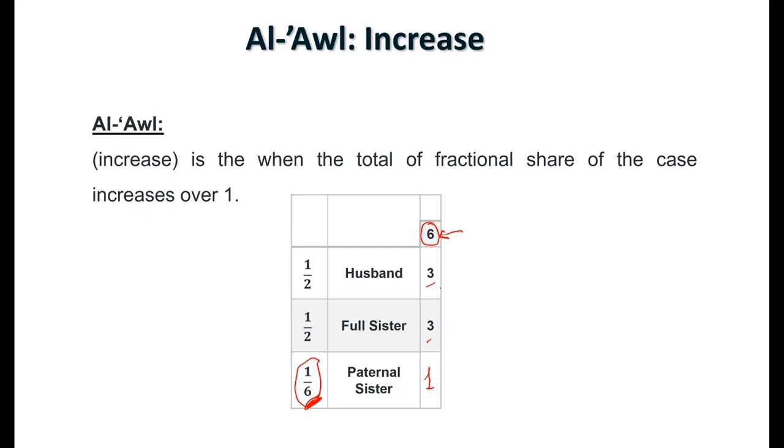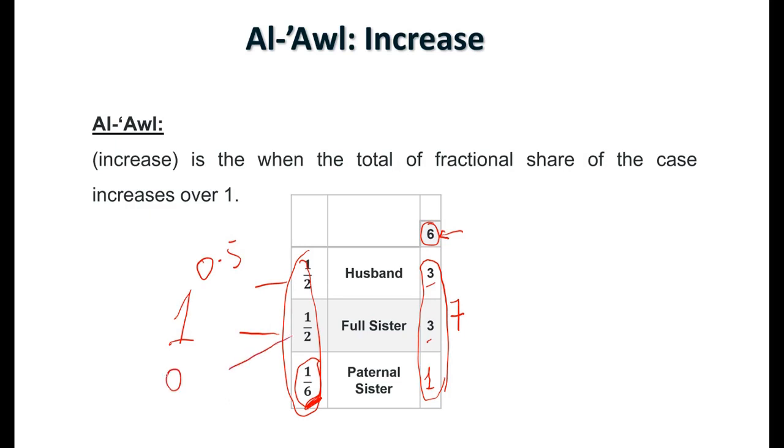So she is inheriting also 1/6 of this 6 here. But if we add up this, we will end up with 7. And the fraction here, we will end up more than 1. The husband is getting 0.5, the full sister is getting 0.5, and the paternal sister is getting 0.16, and so on. So this means we have to overwrite the 6.